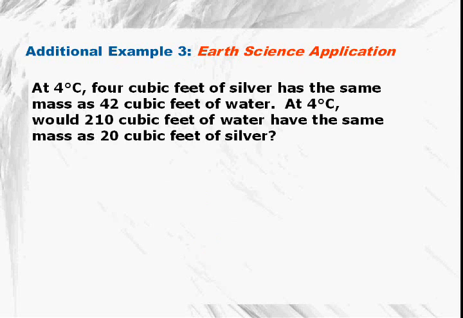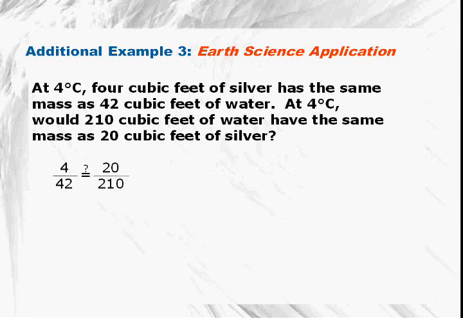So, let's apply this to science. At 4 degrees Celsius, 4 cubic feet of silver has the same mass as 42 cubic feet of water. Sounds like a ratio to me. We are comparing two things. What are they? Cubic feet of silver and cubic feet of water. At 4 degrees Celsius, would 210 cubic feet of water have the same mass as 20 cubic feet of silver? So we're comparing the same two things with different numbers.